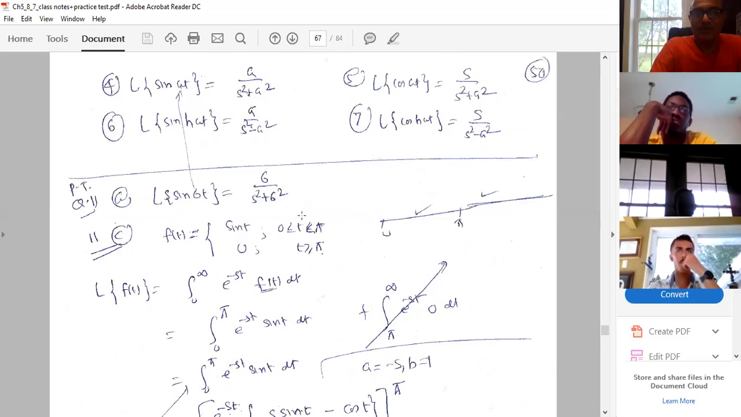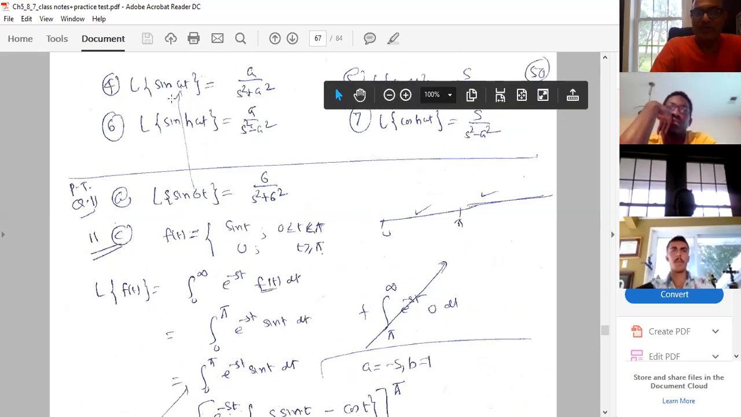For the Laplace transform of a trig function like sine of at, use the formula: just plug sine of at into the integral from 0 to infinity of e to the power negative st times f(t) dt. Here f(t) is sine of at. Solve that integral, plug in the range, and you will get a over s square plus a square.